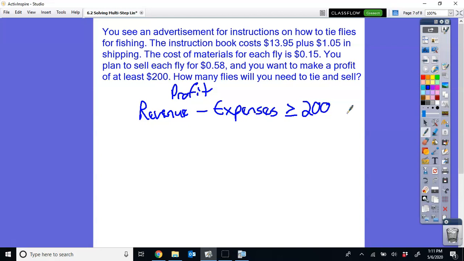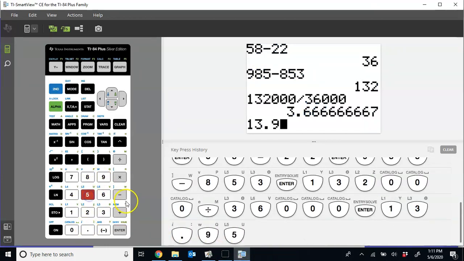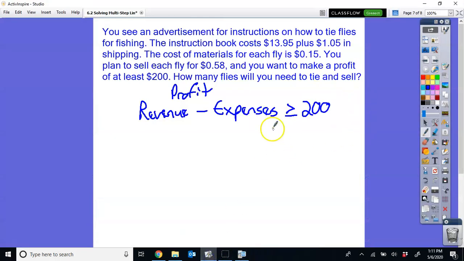What are the things that I had to pay for? Well, I had to pay for the instruction book, $13.95. I had to pay the $105 in shipping. So if I'm talking about that, that means I've got $13.95 plus the $105 in shipping. Press enter. That's $15 of expenses.